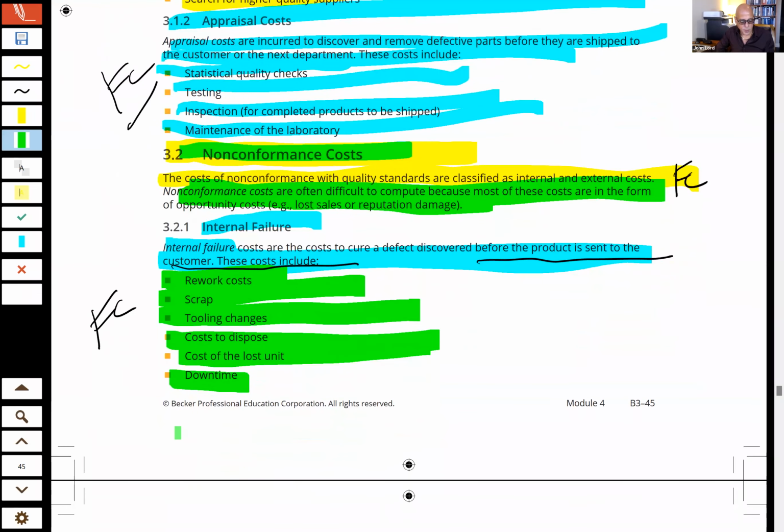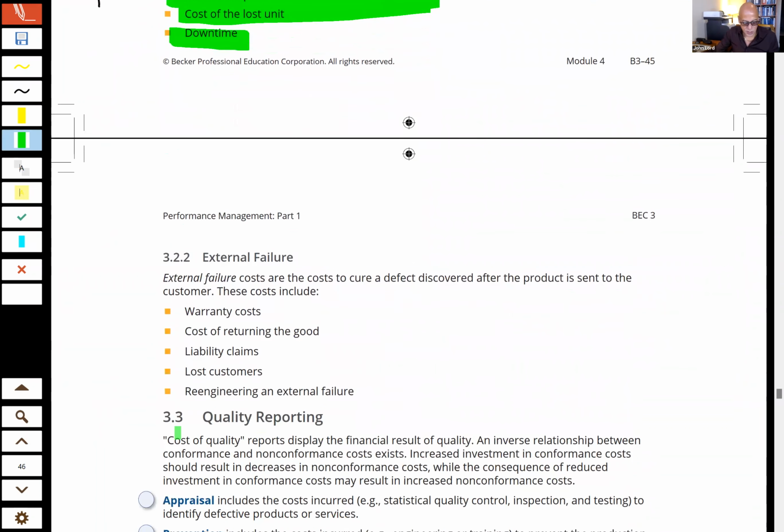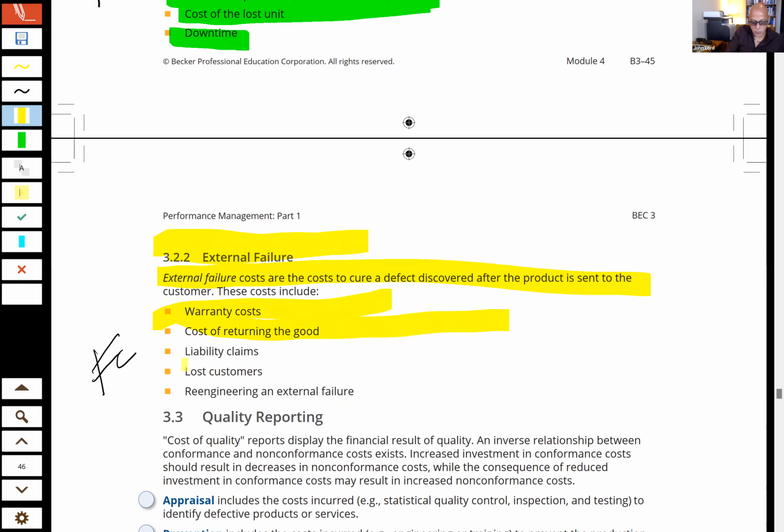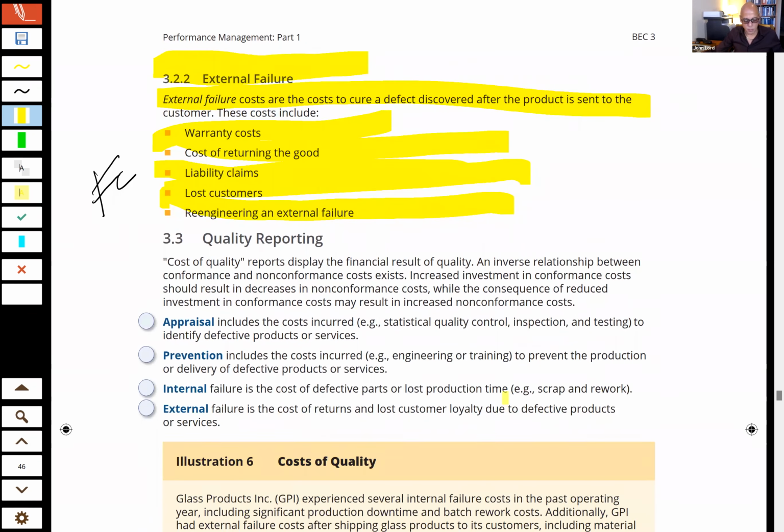The downtime. Now we come over, and external failure costs include, hey, we're having so much failure, the only way we're going to get people to buy our stuff is we start warranting our product, right? So you have warranty cost, cost of a customer returning, liability claims. We have the example of tires, a tire blows up, could cause an accident, right? Lost customers, re-engineering, and external failure, whatever that means exactly, I'm not sure, but just go ahead and flashcard it as external. Okay, and they give us a mnemonic. I'm not going to bother with the mnemonic here, guys.